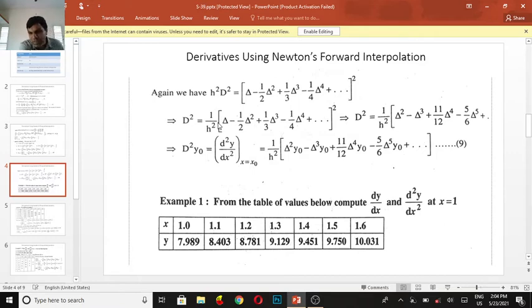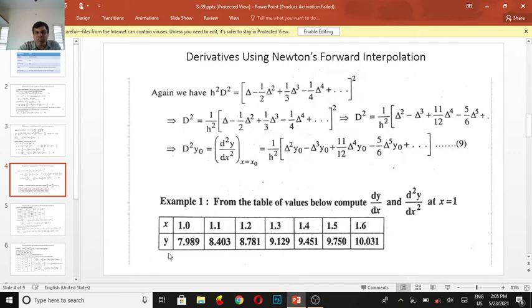For example, from the table, compute dy by dx and d square y by dx square at x equal to 1. See, the x table is given. So the independent variable x is 1, 1.1, 1.2, 1.3, 1.4, 1.5, 1.6.